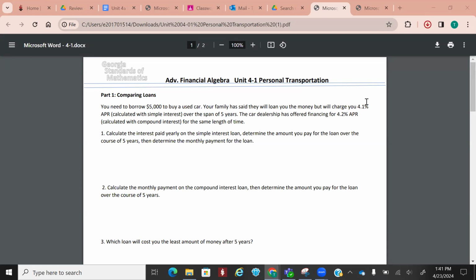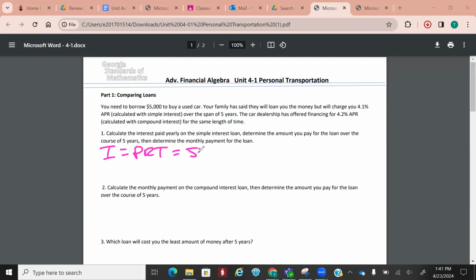A car dealership is offering financing for 4.2% for the same length of time. Calculate the interest paid yearly on the simple interest loan. Determine the amount you pay for the loan over the course of 5 years, and then determine the monthly payment for the loan. Okay, so you've got that simple interest formula, which is I equals PRT.